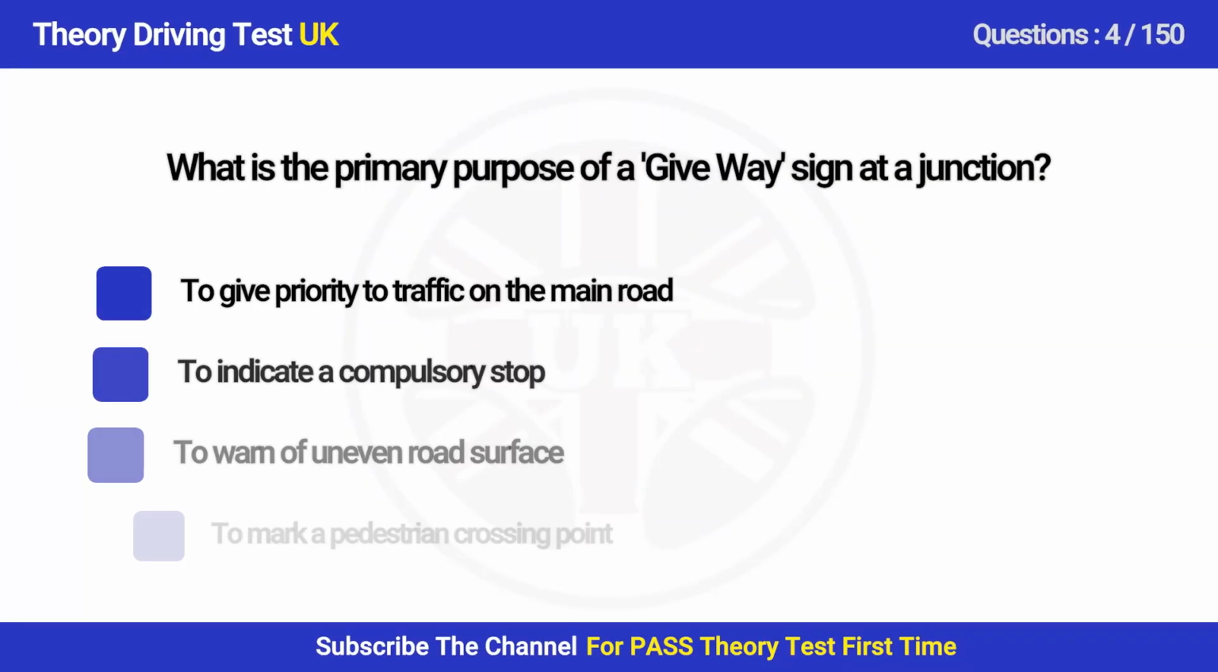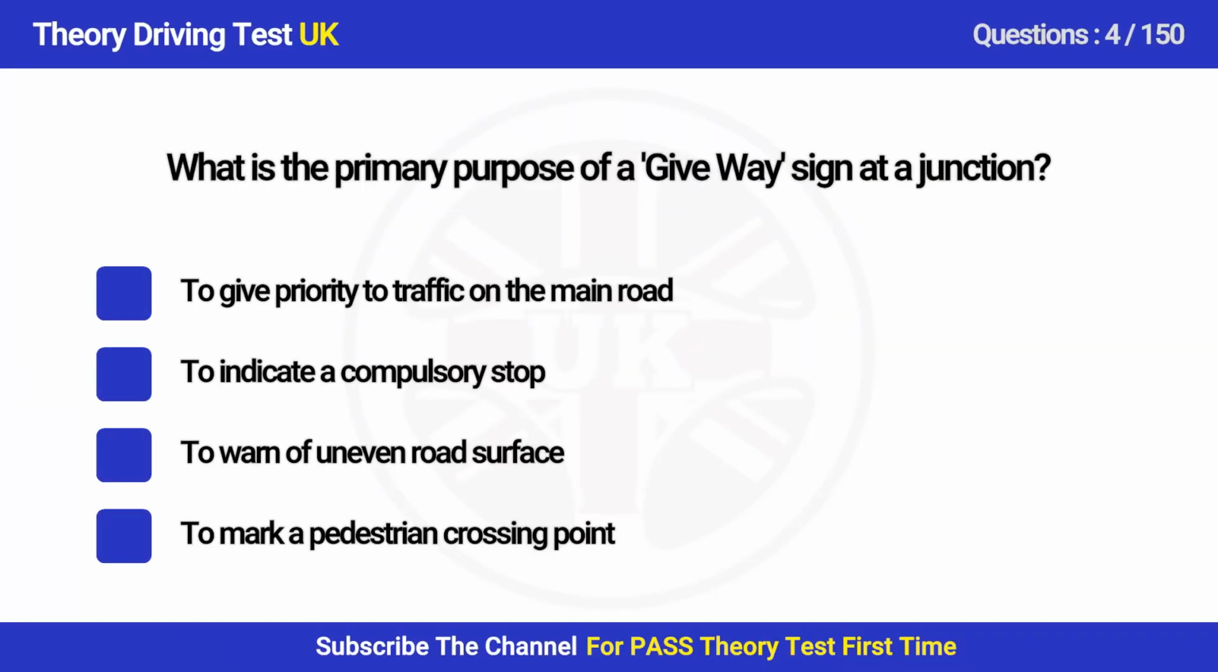Question 4. What is the primary purpose of a give way sign at a junction? A. To give priority to traffic on the main road. B. To indicate a compulsory stop. C. To warn of uneven road surface. D. To mark a pedestrian crossing point.